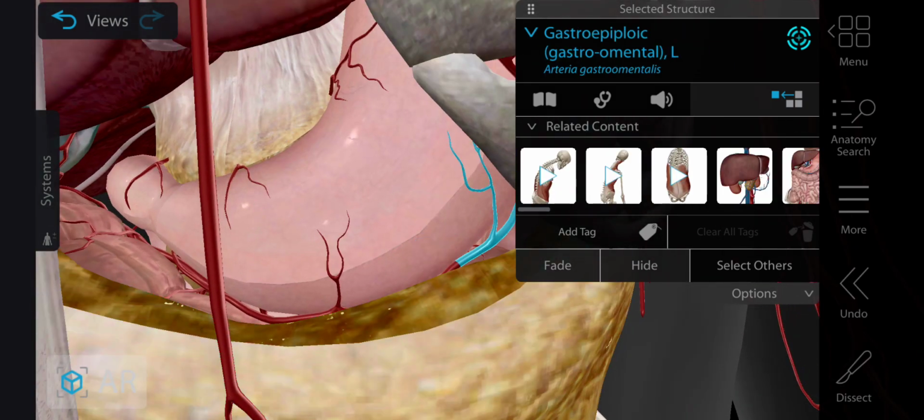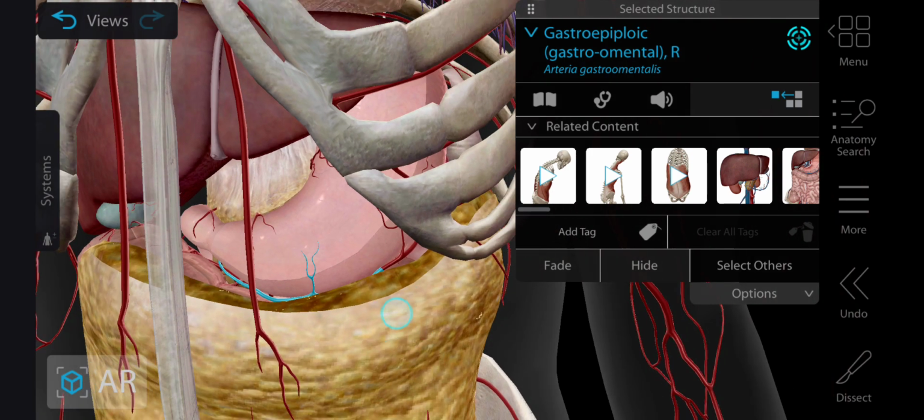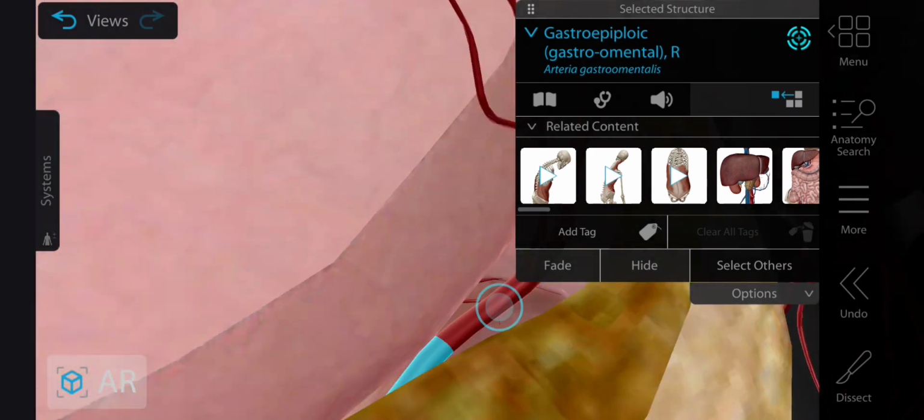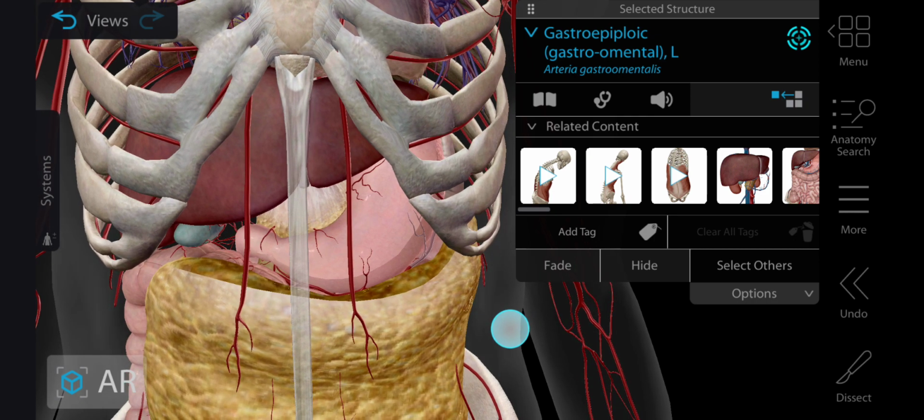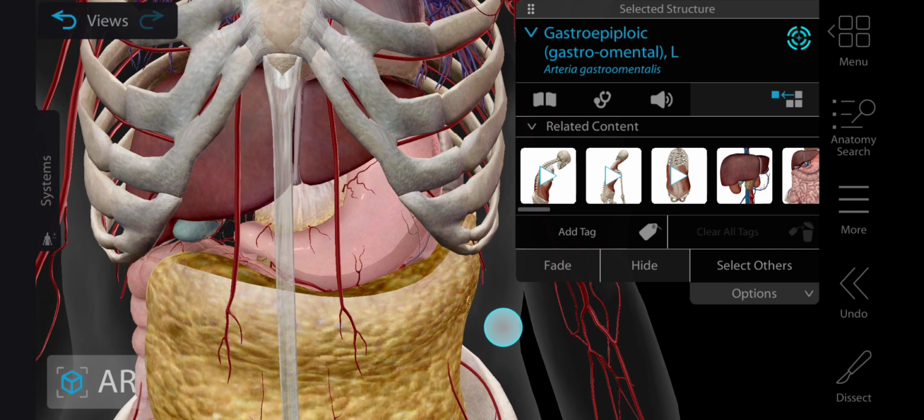its contents, they include those arteries which supply the greater curvature of the stomach. These arteries are the right and left gastroepiploic arteries. This one is the right gastroepiploic artery and this one is the left gastroepiploic artery. These arteries supply the greater curvature of the stomach and are included in the contents of the greater omentum. Also, fat is included in its contents.